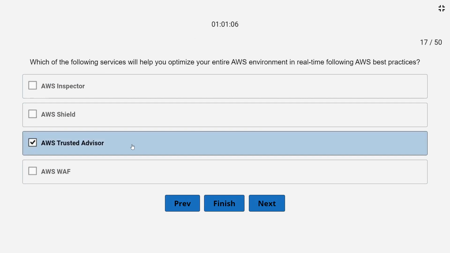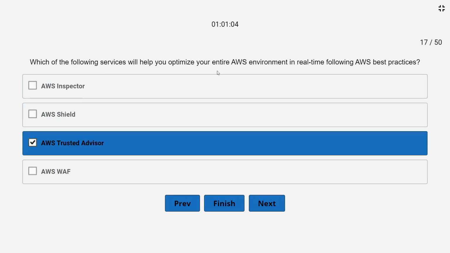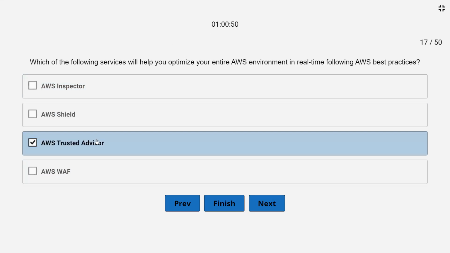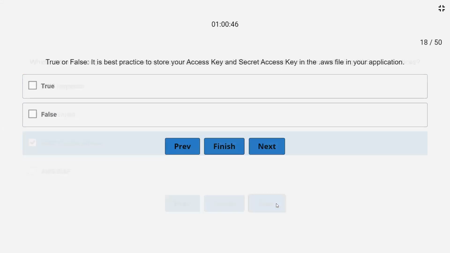Okay, so yes, that's Trusted Advisor. It helps you optimize your entire AWS environment in real time, following best practices. It monitors your environment and gives recommendations to optimize. Exactly, as you are looking at what Trusted Advisor does.